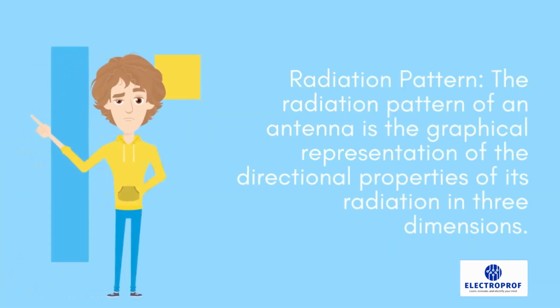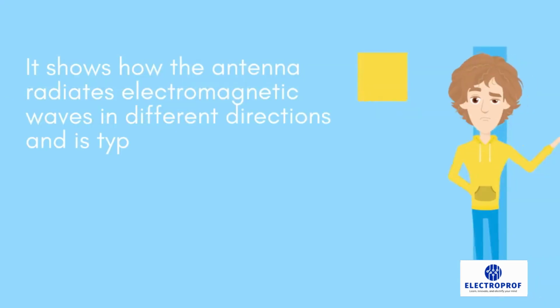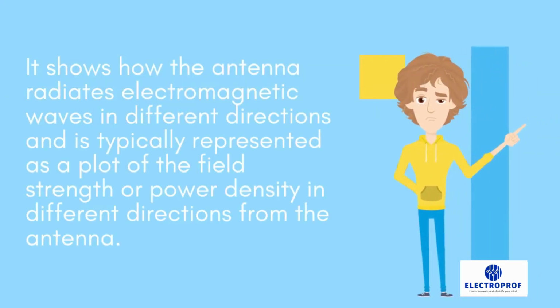Radiation pattern. The radiation pattern of an antenna is the graphical representation of the directional properties of its radiation in 3 dimensions. It shows how the antenna radiates electromagnetic waves in different directions and is typically represented as a plot of the field strength or power density in different directions from the antenna.